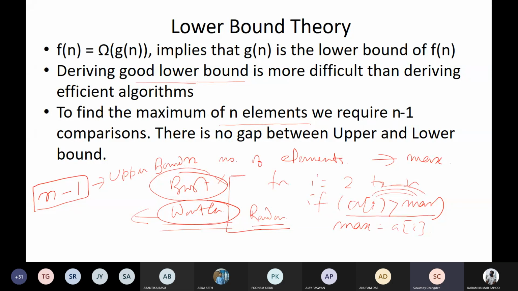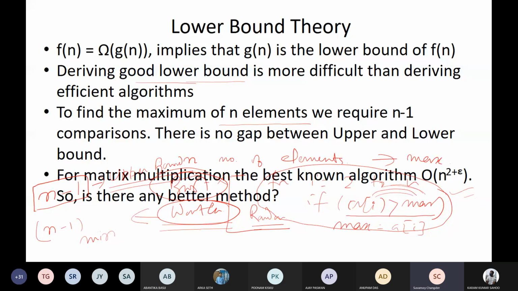As per our previous definitions, we can say that n minus 1 is the upper bound for the algorithm to find the maximum among n elements. Now what is the lower bound? Here you see again, we require n minus 1 number of comparisons, or minimum n minus 1 number of comparisons, to find the maximum among n elements.